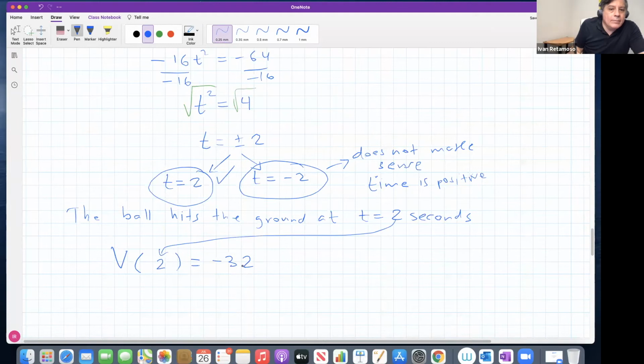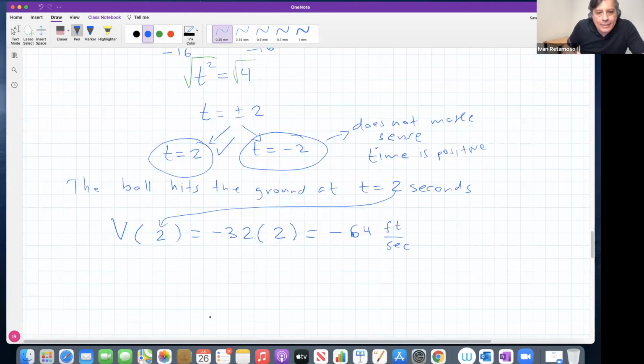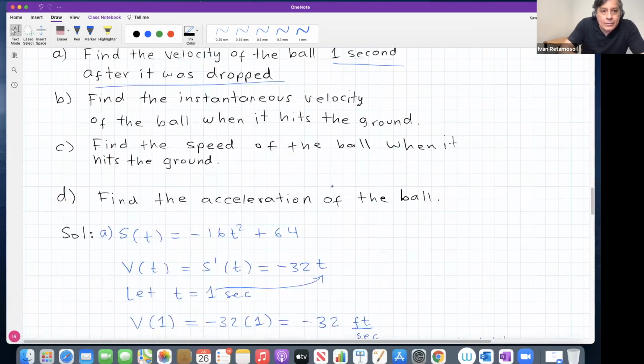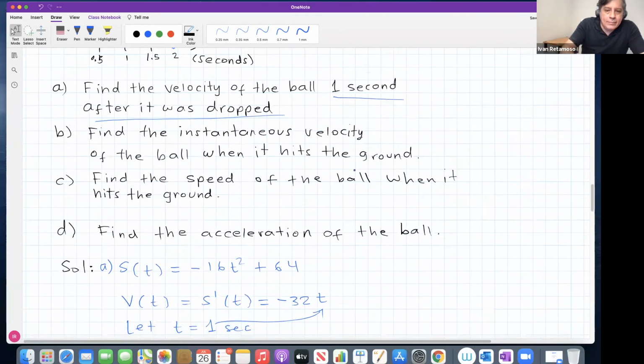Our velocity function was -32t, but t is equal to 2. So this should give us the answer: -32 times 2. That is -64. And in the end, you may attach the units, feet per second. Negative again, because the ball was losing height over time. Good. But let's check the question. Find the instantaneous velocity of the ball when it hits the ground. Done, we got it. This is it.